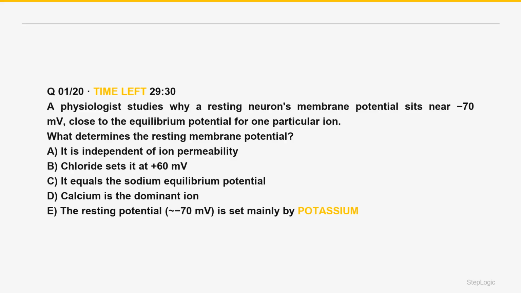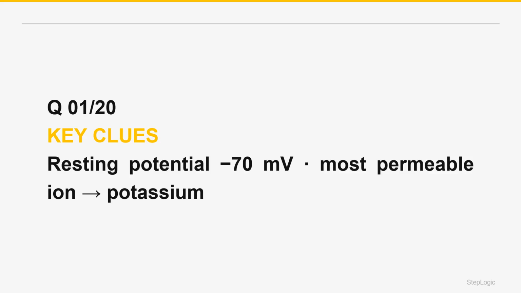What determines the resting membrane potential? A physiologist studies why a resting neuron's membrane potential sits near -70 mV, close to the equilibrium potential for one particular ion. Read the command. What determines resting membrane potential? K+ dominant, most permeable at rest, sits near K+ equilibrium, Nernst, Na-K ATPase maintains gradient.